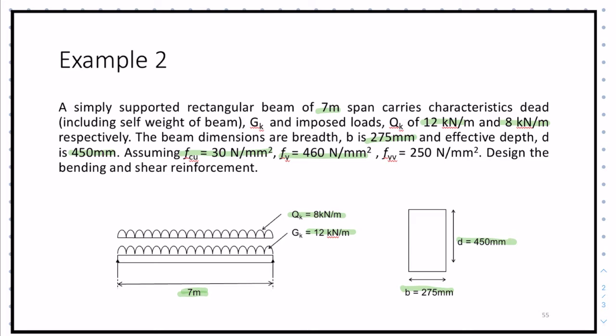Fy is 460 Newton per mm square, which means fy is high tensile steel, the reinforcement. And fyv, for the link, is 250, which means it uses mild steel. Therefore, for high tensile steel, usually you will use T, followed by a number. It's a symbol there. And for mild steel, you will use R. Design the bending reinforcement. Shear is not needed, we have not learned it.